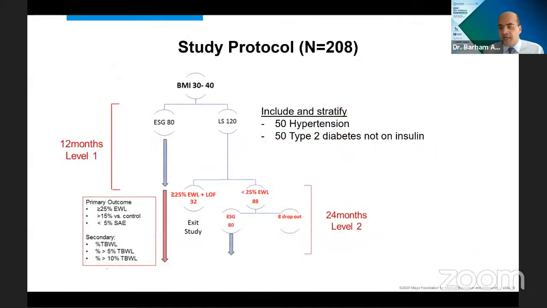This is the study schema of the randomized trial. It included 208 patients, randomized in 2 steps to either endoscopic sleeve gastroplasty or lifestyle control. There were 50 hypertensive individuals and 50 type 2 diabetics that were stratified into this trial in order to assess the impact on comorbidities. And then those who got endoscopic sleeve gastroplasty in year 1 were followed for an additional year, so for 2 years durability results. And those who got the lifestyle in year 1 were crossed over in year 2. And the full study will be reported hopefully in IFSO Miami later this year.